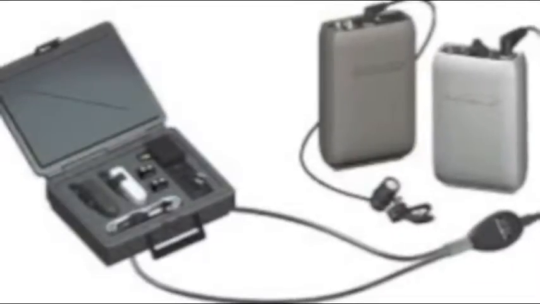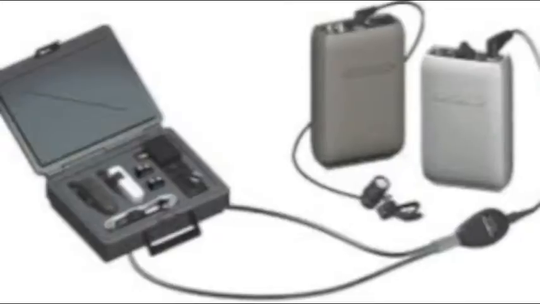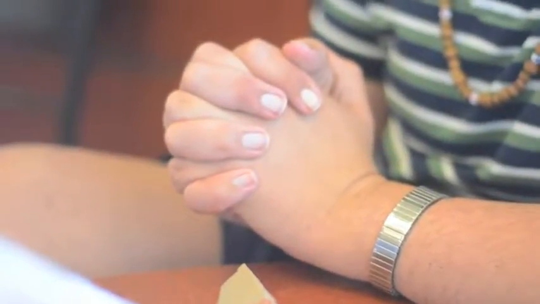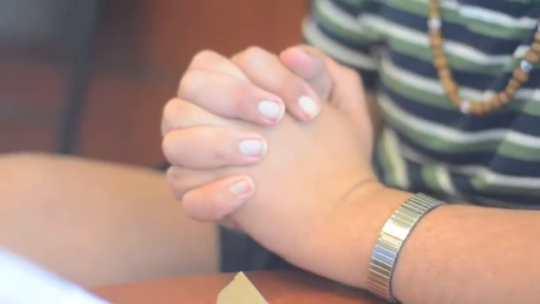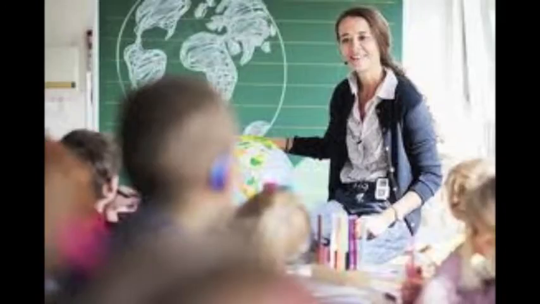This is one that Jonathan doesn't use. It's called the FM system, and it connects from the teacher to the student so that they can hear only the teacher. This system works best for children who don't have extreme forms of hearing loss.